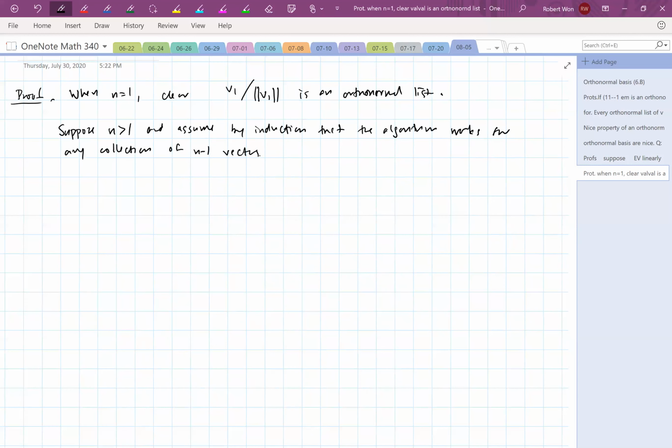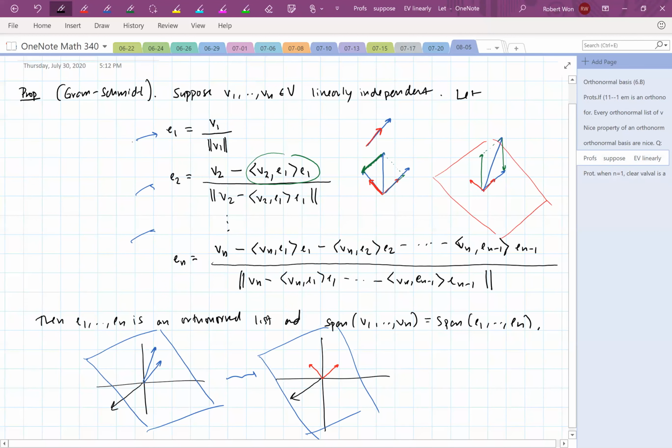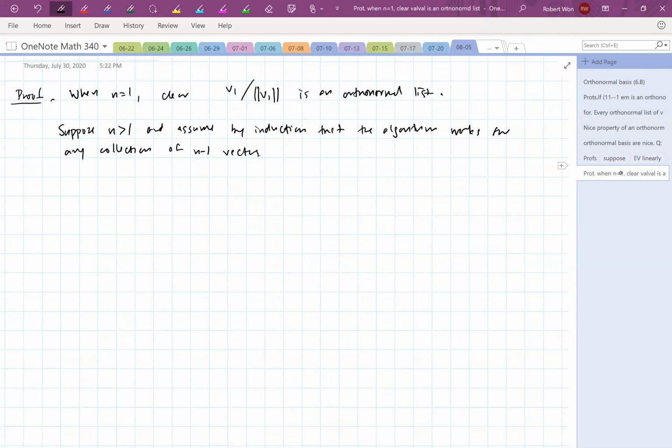So in other words, I already know that this is an orthonormal list. So that's my base case. And I'm going to assume that the first n minus 1 is an orthonormal list. And I'll prove that this vector en that I've defined is orthogonal to the rest of them and has length 1. Okay, so we're assuming that in the thing that we defined, e1 through en minus 1 is an orthonormal list.